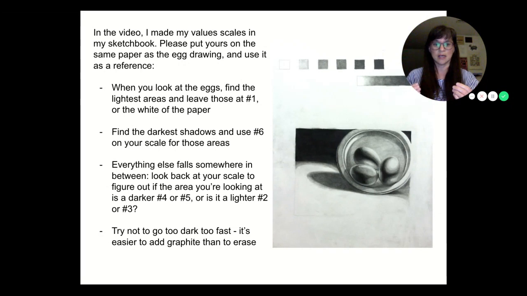Even if you're not seeing it, you're translating it as the artist to make it a more full and rich drawing. So everything else is going to basically fall somewhere in between on your scale. You're going to keep looking at your scale and looking at the eggs that you're drawing and deciding, what are you really looking at? Does that look like a darker number 4, number 5, or is it actually more of a lighter number 2 or number 3 area? And you're just going to be almost like coloring by number in a way if you just pay attention to what you see.